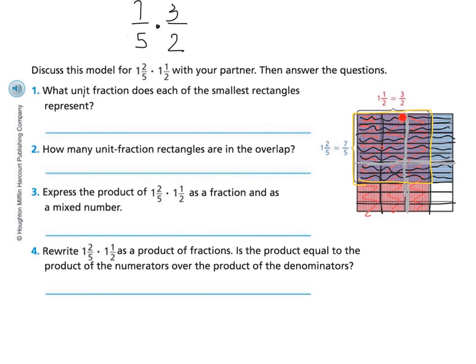So if we're looking at 1 square, we see it's divided into 2s and 5s on this way. So 2 times 5 is 10. So we're talking about each unit fraction is going to be 1/10. So each one of these squares is 1/10. All right.